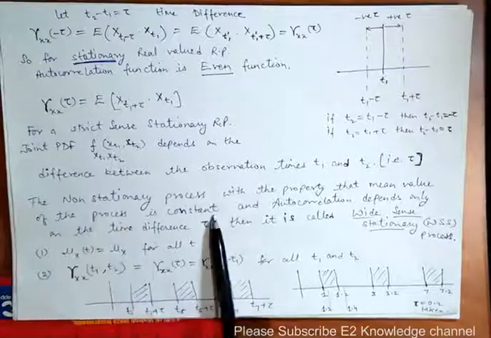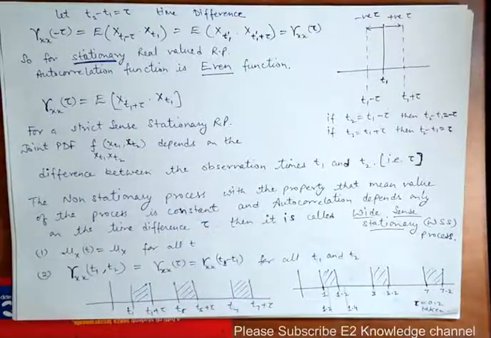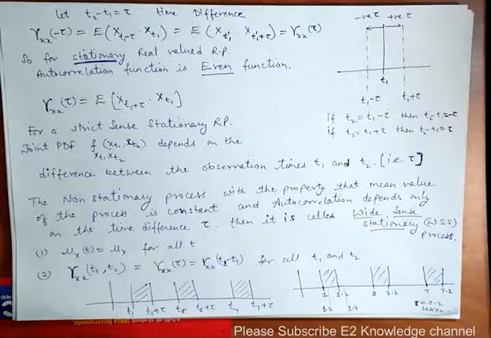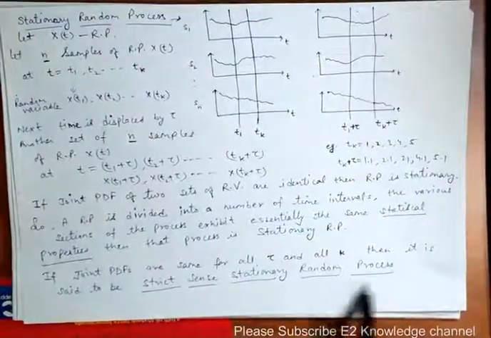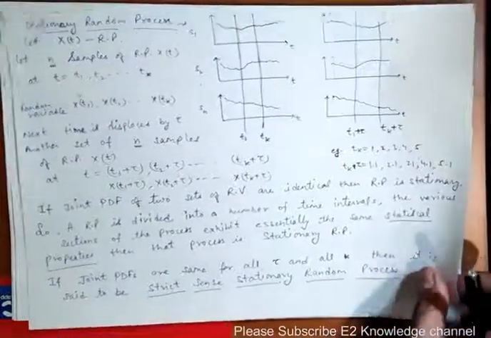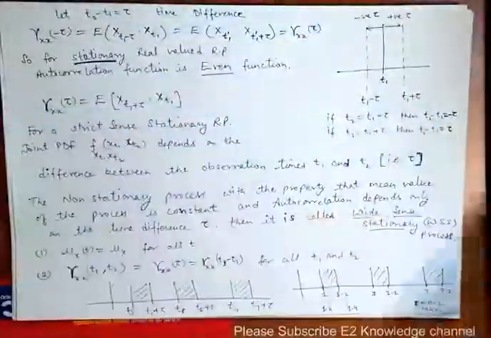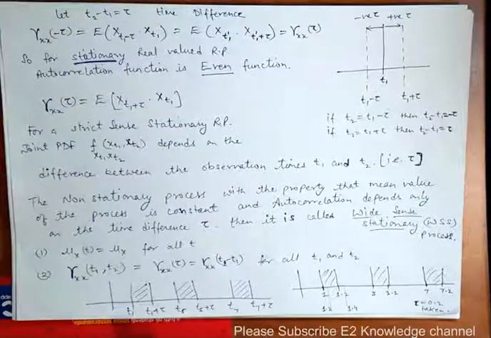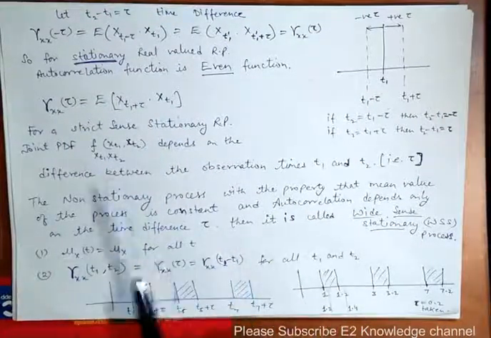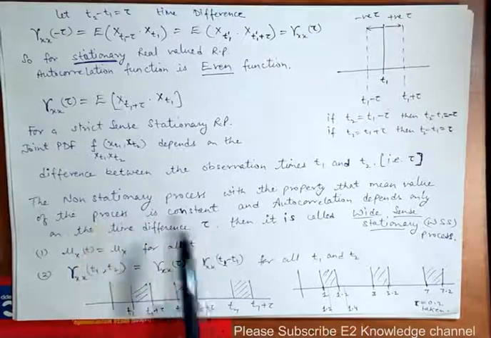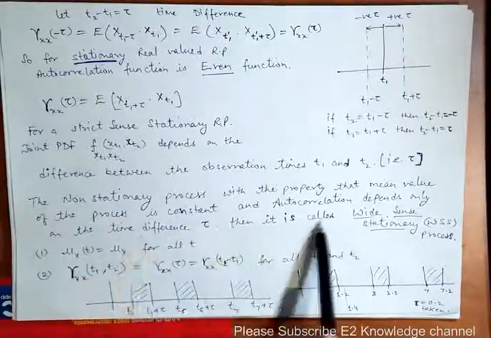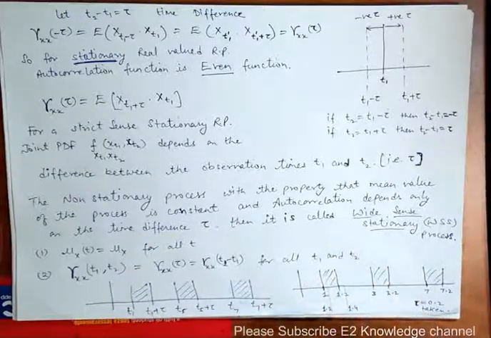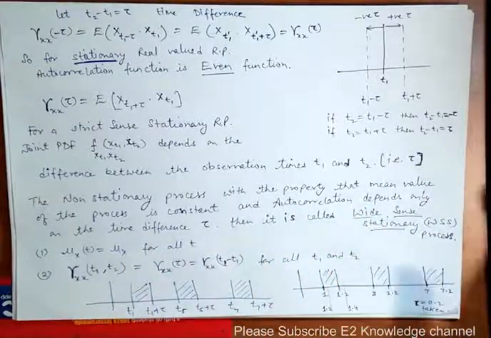It is an extra term we have added. In a strict sense stationary process, the mean value is constant for all time, and the joint PDF is the same for all time. Now here we have added an extra term: the mean value of the process is constant and the autocorrelation depends only on the time difference tau. Then it is called wide sense stationary. We have loosened the restrictions.